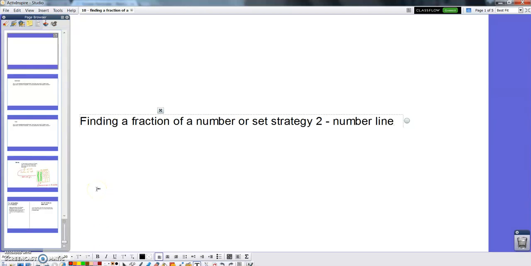Hey there, 4th grade. Time for finding a fraction of a number or a set. Strategy number 2, number line. So you can find yesterday's page.